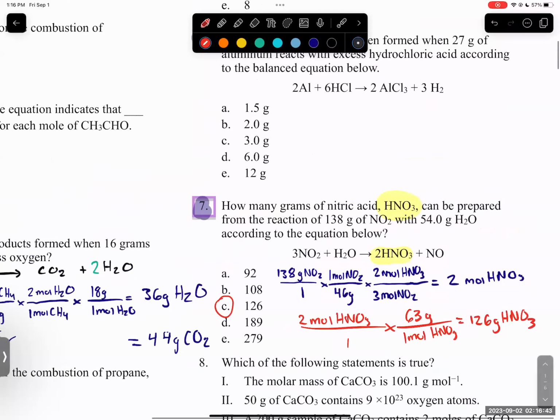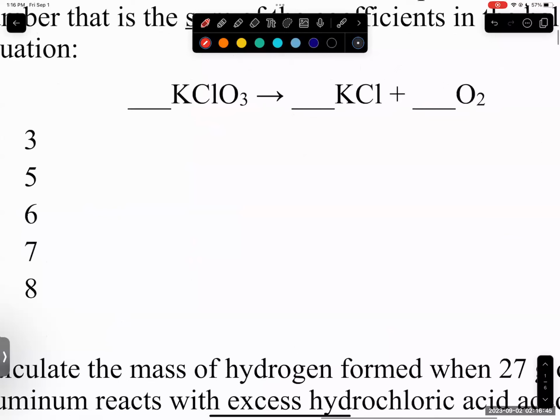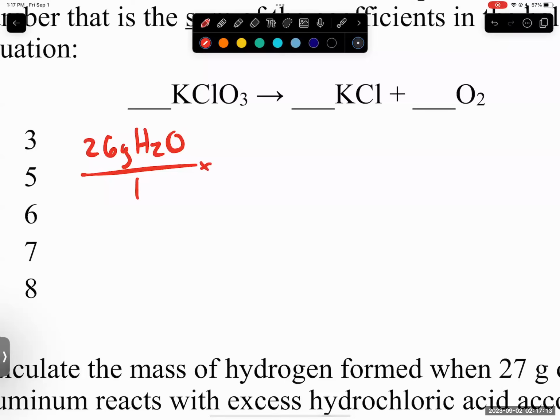Yeah, so let's just do one really quick. It won't take too long. Let's say we're given 26 grams of water, and we're asked how many hydrogen atoms are in this specific sample. Not water molecules, we're talking about hydrogen. So what do you think is the first thing we should do?